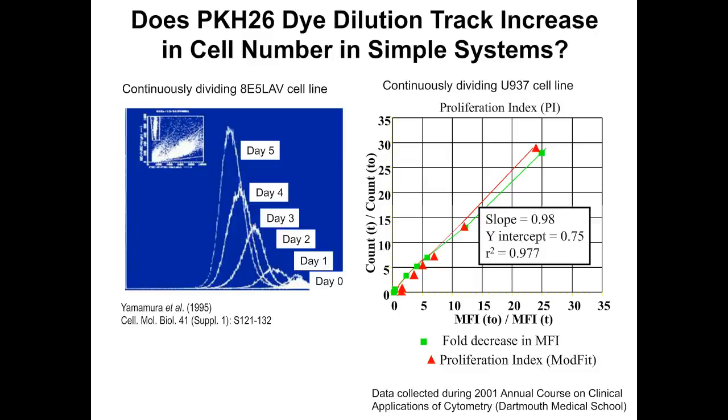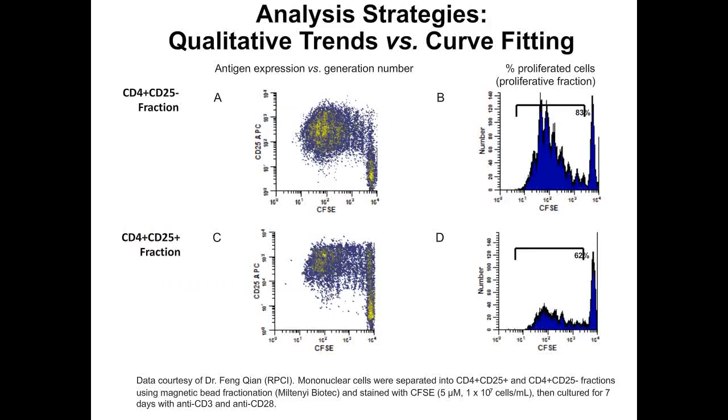And what you can see here is basically whether we look at the decrease in MFI in green or a calculated metric called the proliferation index, that we have a slope of 0.98 and basically a pretty good correlation. So if we go way out to where the count is at basically 30-fold, we're getting a decrease in fluorescence intensity of about 25-fold. So a fairly good relationship there.